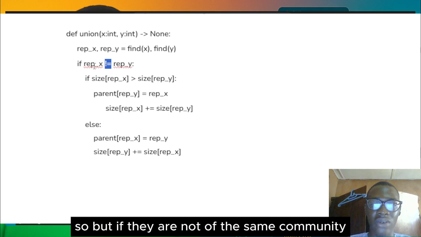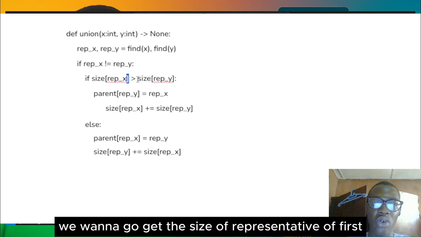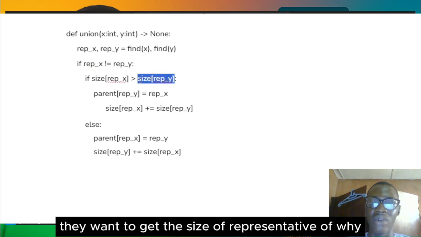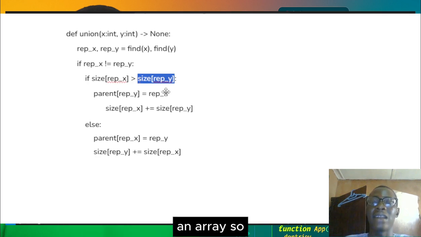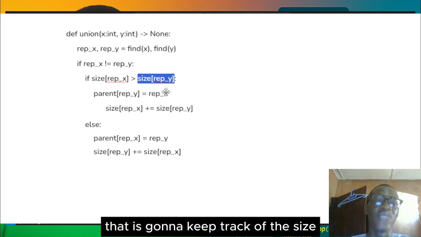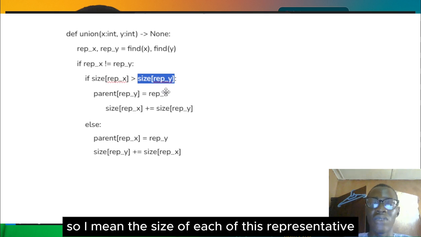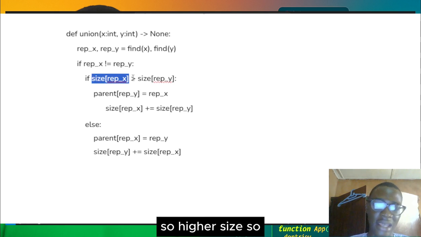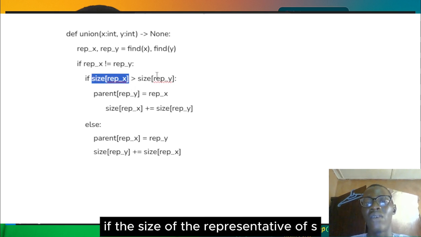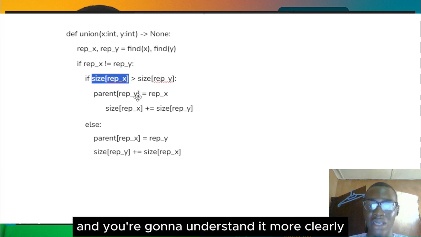But if they are not of the same community, that is, if they have different representatives, we want to get the size of the representative of X and the size of the representative of Y. This means we are going to need an array that keeps track of the size of each of these representatives, so we can check which of them has a higher size. All of this we will look at in real code, and you will understand it more clearly.